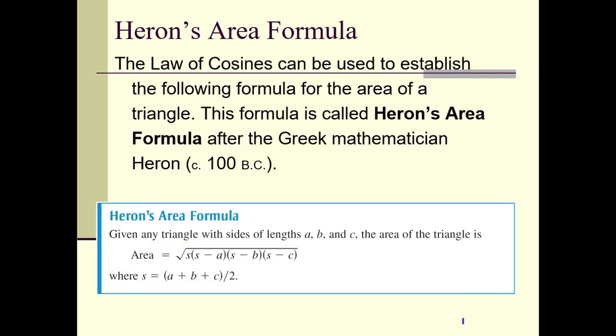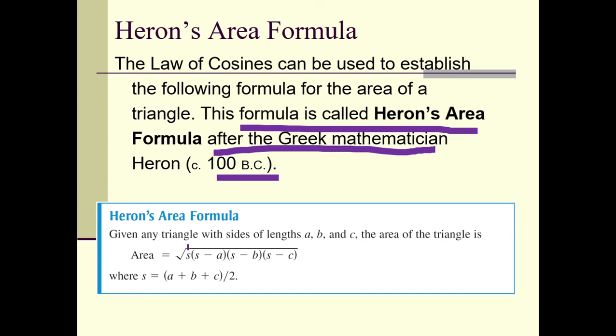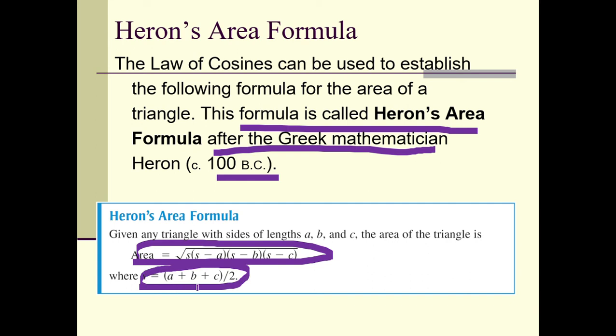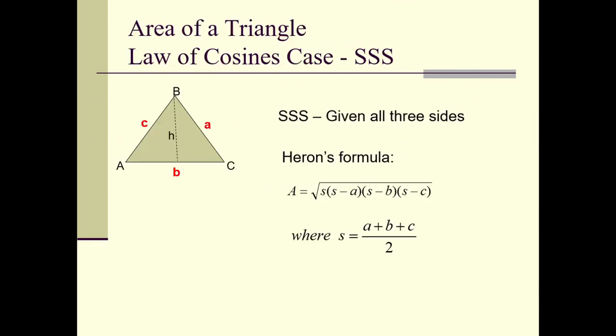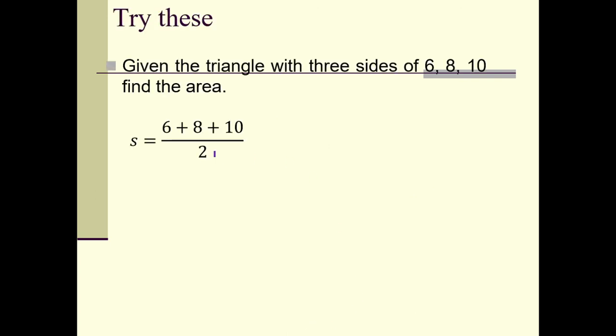Okay, paano naman yung Heron's formula? Law of cosines can be used to establish the following formula that is called Heron's formula, after the Greek mathematician Heron, 100 BC. For any given triangle, this is the formula for the area. Solving for the S, we have A plus B plus C, all over 2. Okay, so gawin natin. 6 plus 8 plus 10, kunin natin total, 24 divide 2, tapos maging 12.